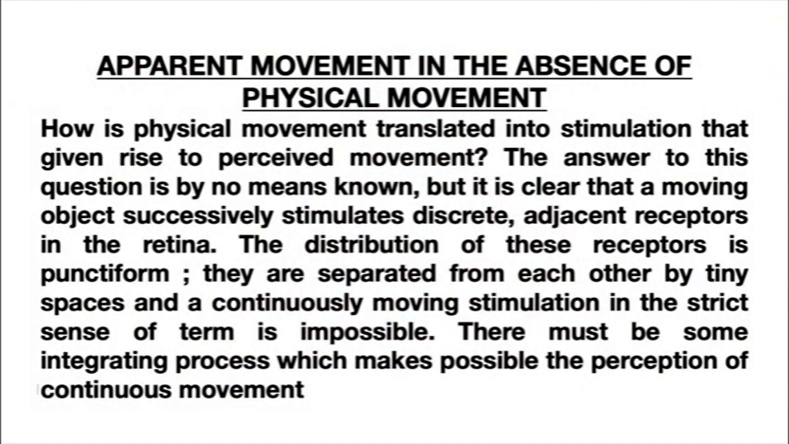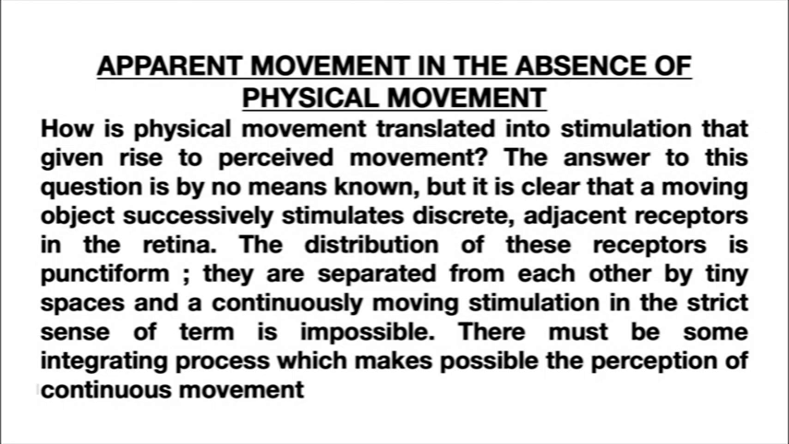Now, apparent movement in the absence of physical movement. The movement where there is no movement is called apparent movement. That means the object is stationary, but still we are perceiving the movement.